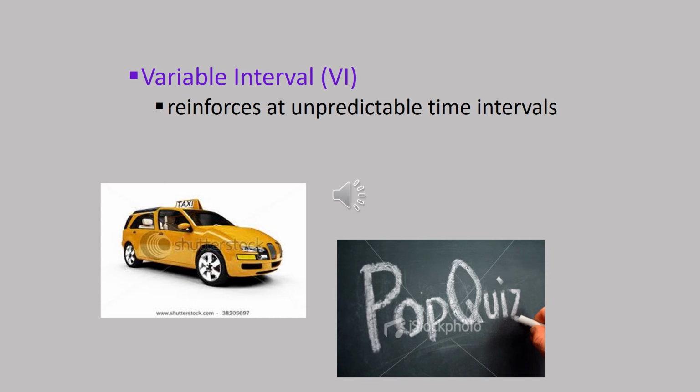The fourth schedule of reinforcement is a variable interval. So variable interval is an unpredictable amount of time. After an unpredictable amount of time passes, you will be reinforced or rewarded. One example here would be standing on a street corner waiting for a taxi cab. After an unpredictable amount of time passes, a cab will stop and pick you up. Pop quizzes fall under this schedule of reinforcement. Teachers who give pop quizzes, there will be an unpredictable amount of time that will pass before they give that quiz.